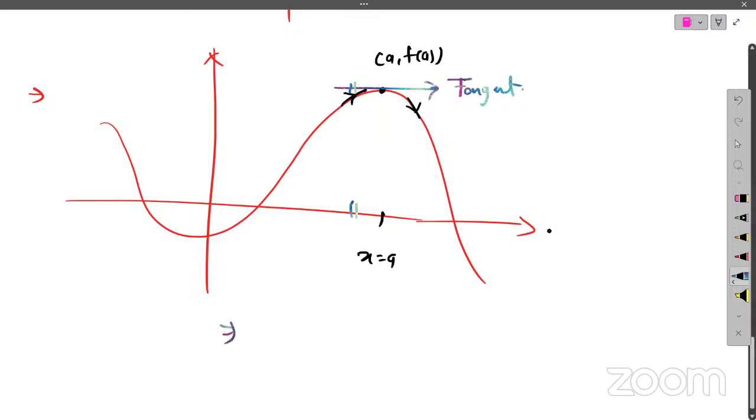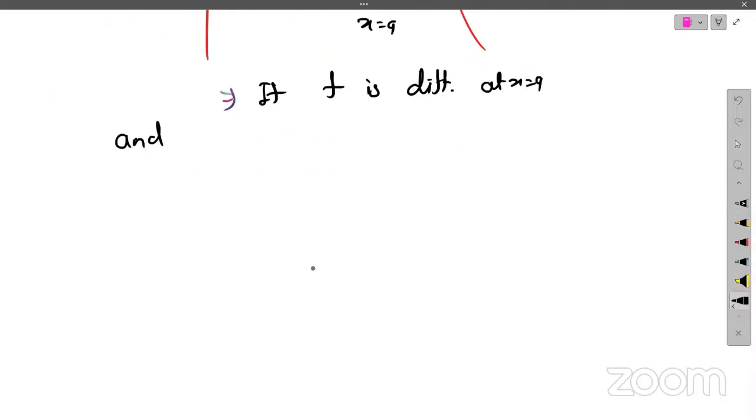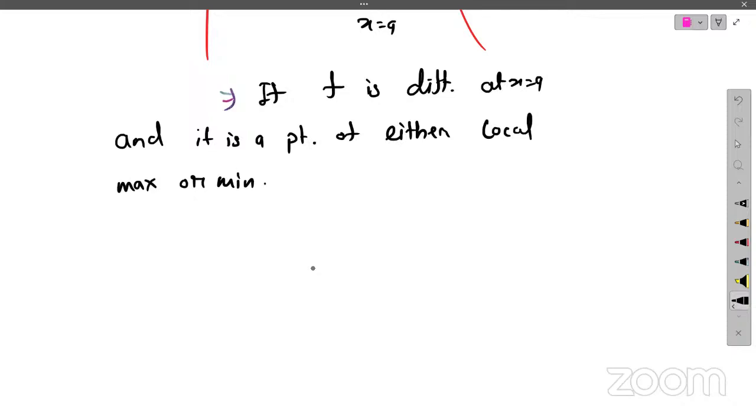So from that fact, we can simply say that if the function f is differentiable at x = a, and it is a point of either local maxima or minima, then what is the conclusion? Then the derivative of the function at that point is equal to 0.